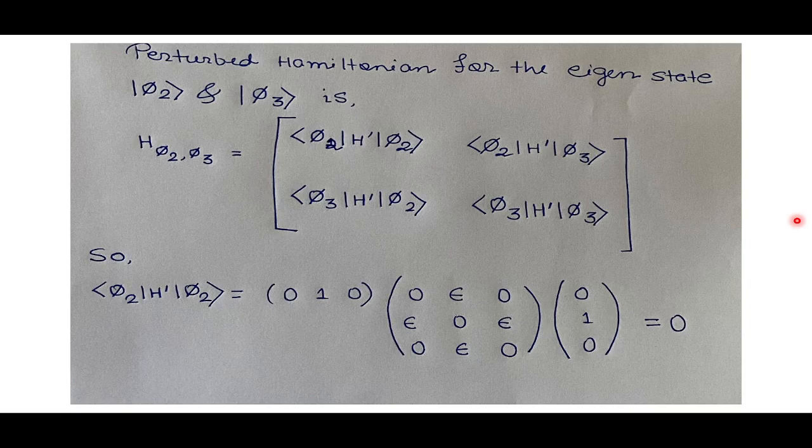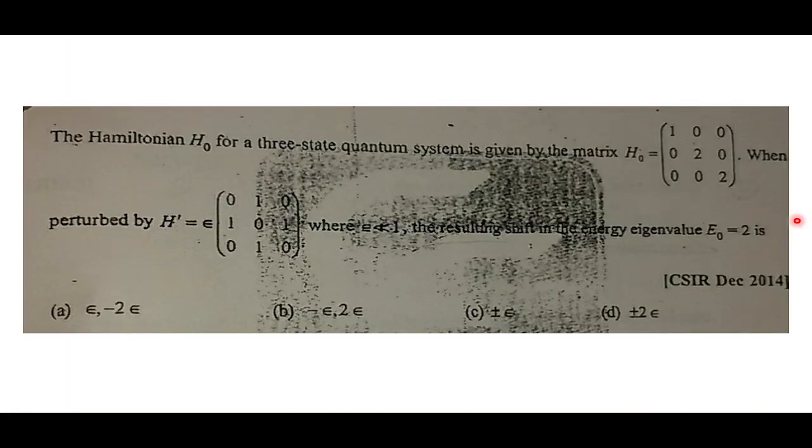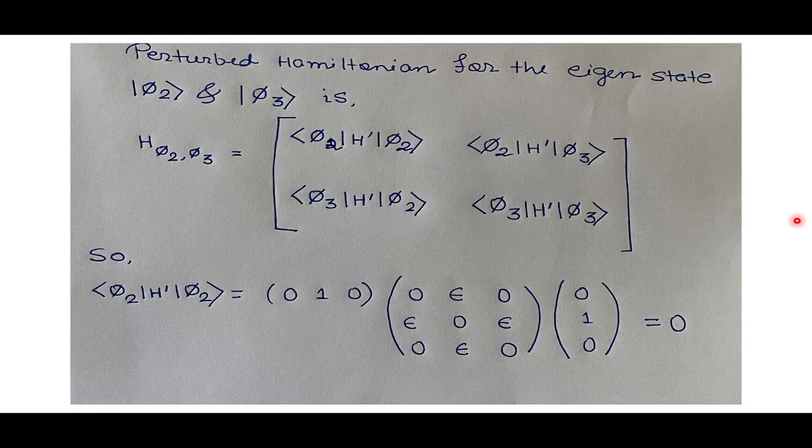So actually, I asked Harish, but he said that the correct option is option D. He posted this question in Telegram, but I tried and he said that the answer is D, plus minus 2 epsilon. Okay.